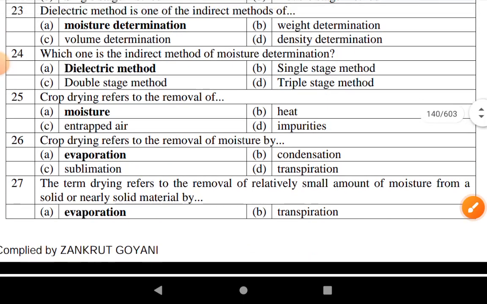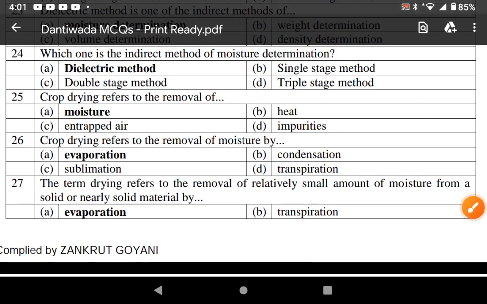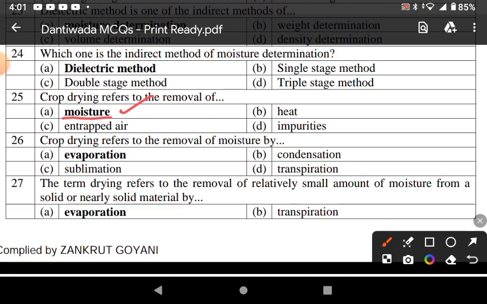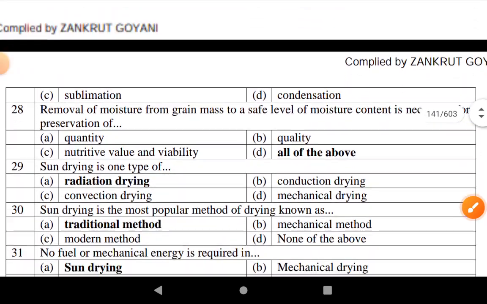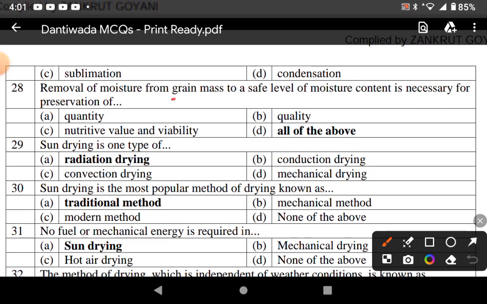Next, crop drying is referred to as removal of moisture. Crop drying refers to removal of moisture by evaporation. The term drying refers to removal of a relatively small amount of moisture from a nearly solid material by evaporation. It is the removal of moisture from the grain mass to a safe level. The moisture content is necessary for preservation of quality, nutritive value, viability and quality.